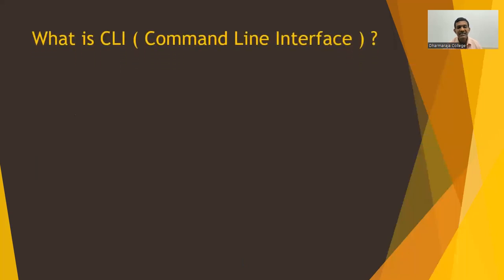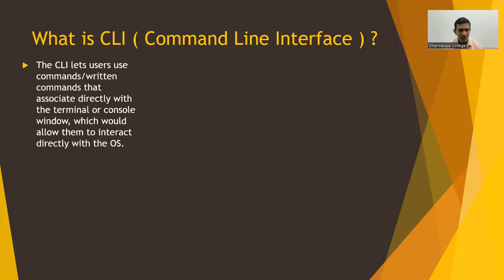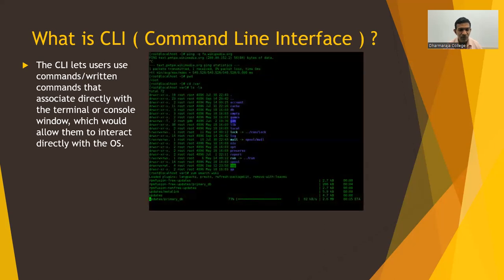Let's see the next one. What is CLI? What do you mean by command line interface? So what is the command line? You give the commands. Always you give commands, and according to the command, it works. So CLI lets the users use commands, written commands that associate directly with the terminal or console. We will just see what they are.